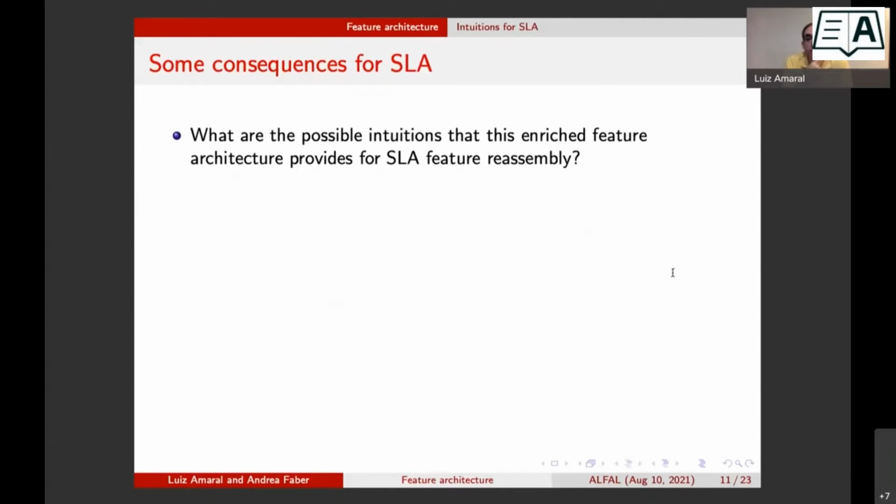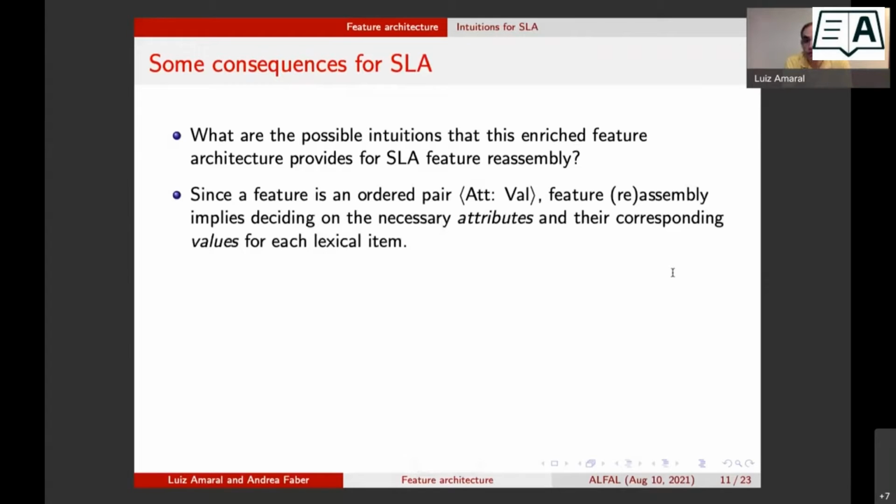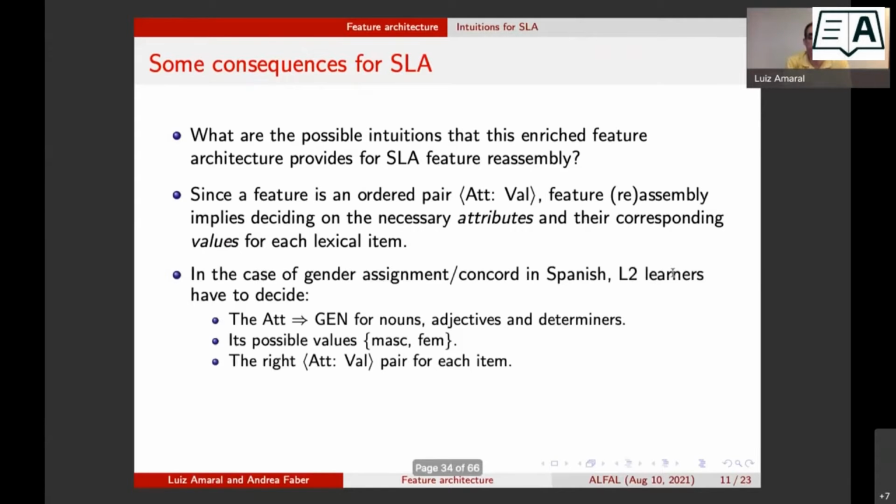So what are the possible intuitions that this enriched feature architecture provides for second language feature reassembly? Since a feature is an ordered pair, attribute value, feature reassembly in second language acquisition implies deciding on the necessary attributes and their corresponding values for each lexical item. That enriches our possibility of hypotheses here as well.